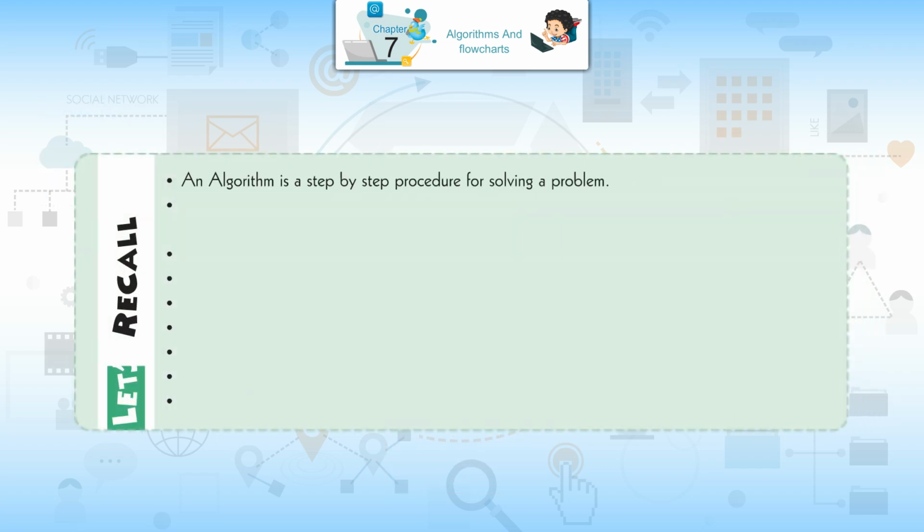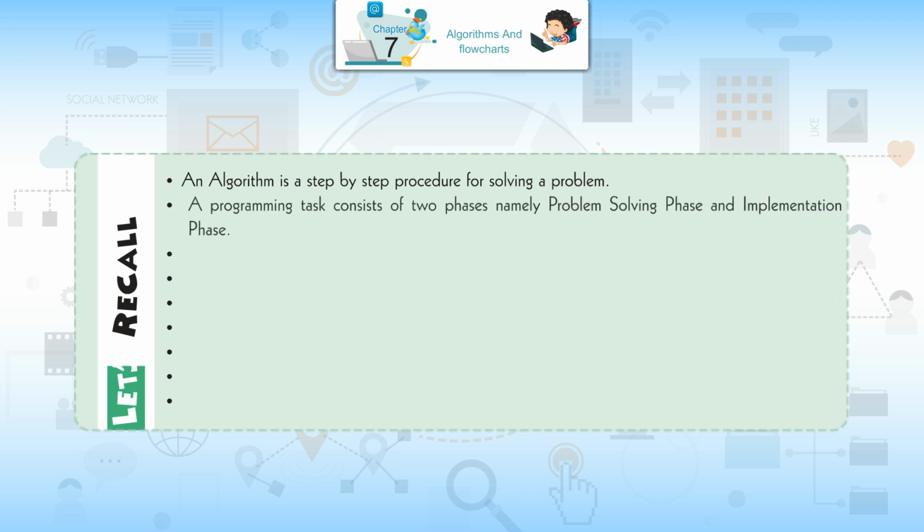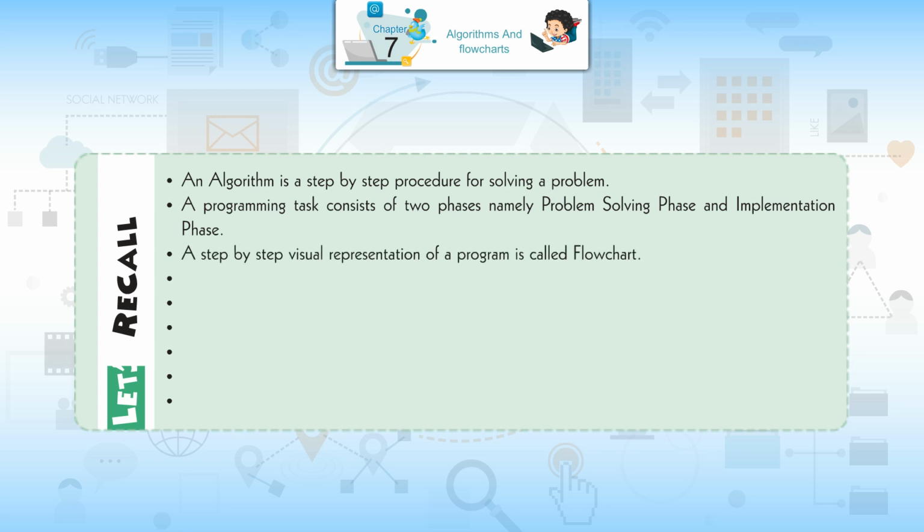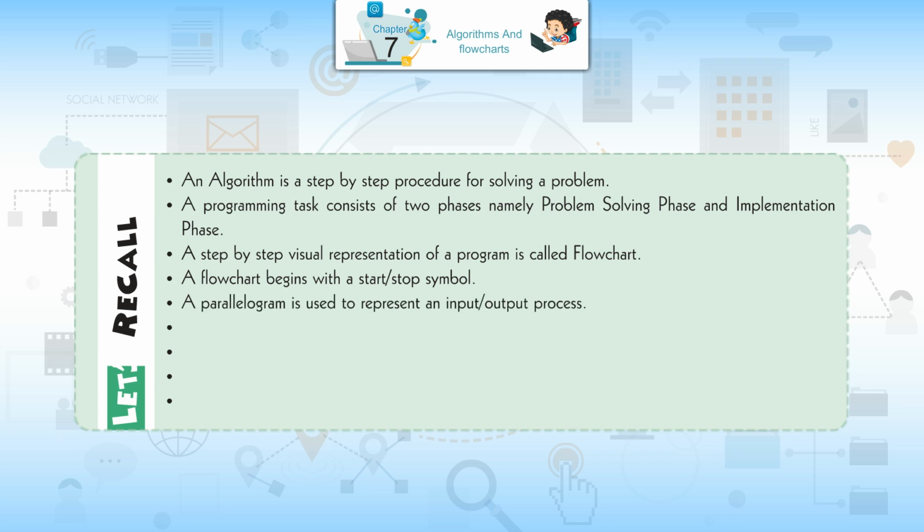Let's recall. An algorithm is a step-by-step procedure for solving a problem. A programming task consists of two phases, namely the problem-solving phase and the implementation phase. A step-by-step visual representation of a program is called a flowchart. A flowchart begins with a start or stop symbol. A parallelogram is used to represent an input or output process.